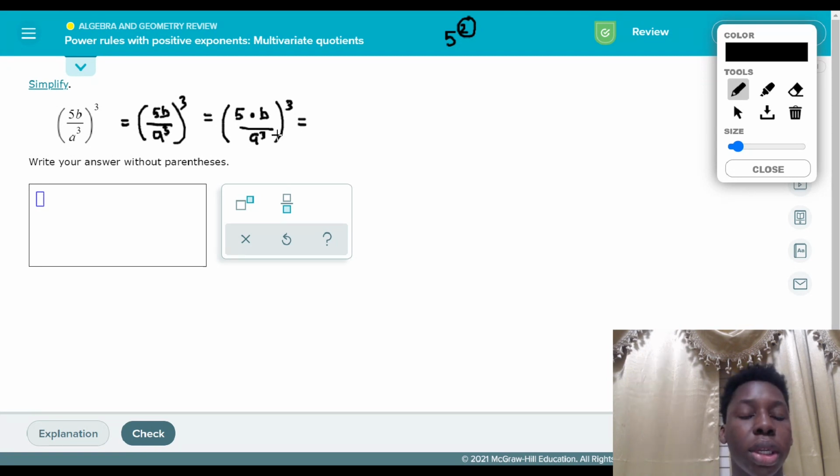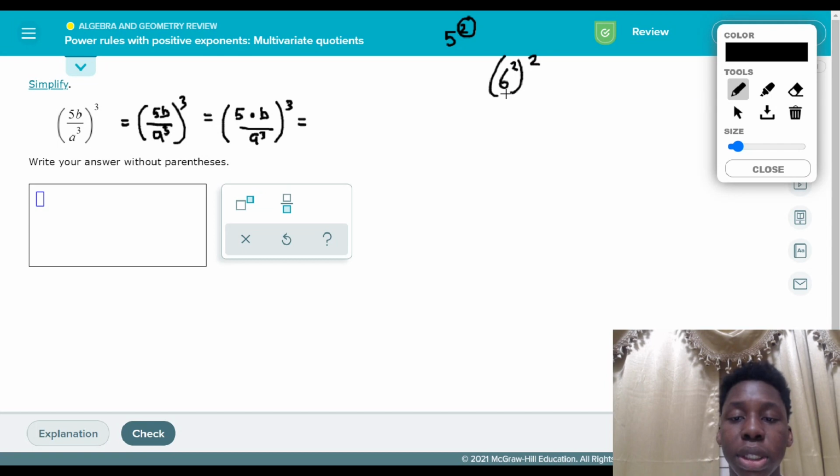The next step is to work on each one of these numbers and variables on their own. If you notice, we have a simplification inside this equation, a power raised to the power 3. This 5 times b over a cubed is raised to the power 3. So whenever you have an equation like that, let's say we have 6 squared, and this is raised to the power 2 again.